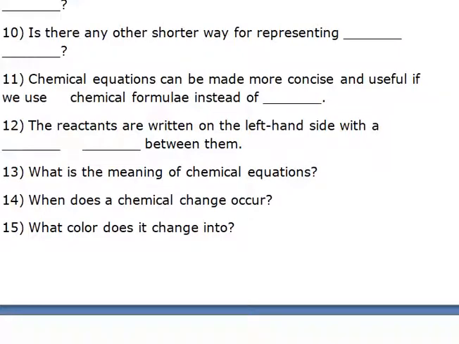Question number 11. Chemical equations can be made more concise and useful if we use chemical formulae instead of dash. Question number 12. The reactants are written on the left hand side with a dash and dash between them.